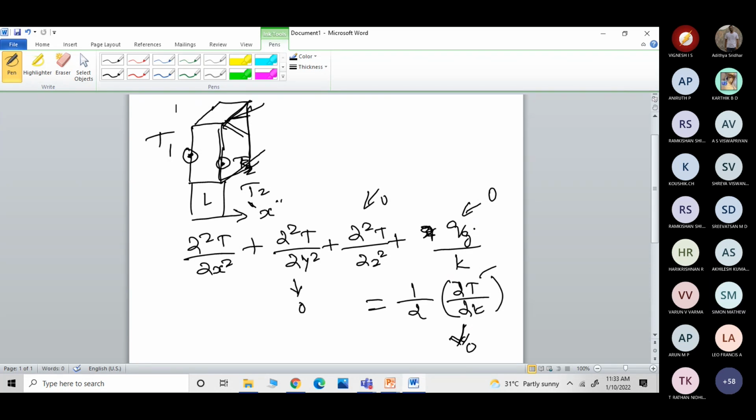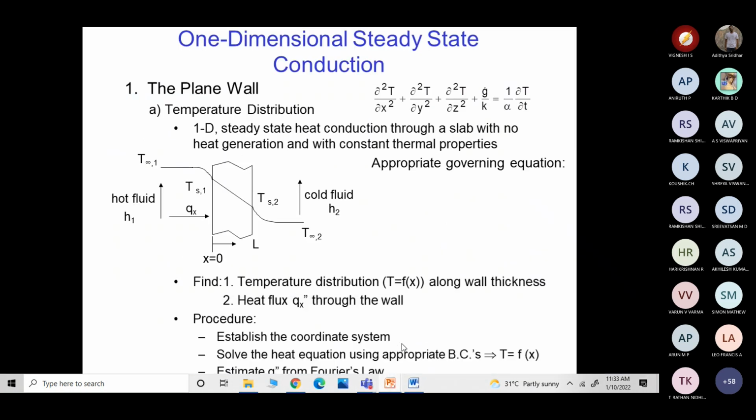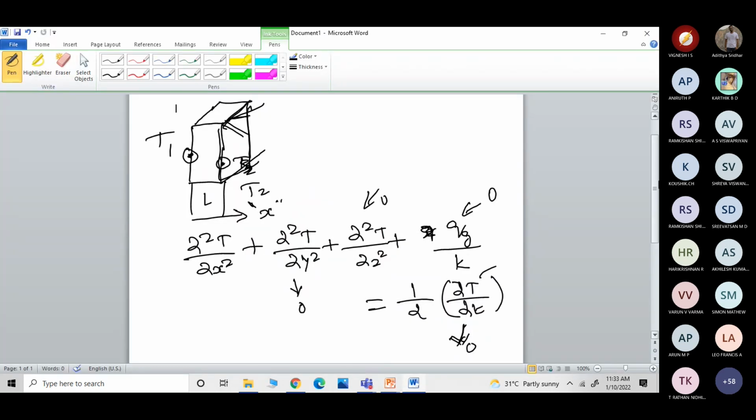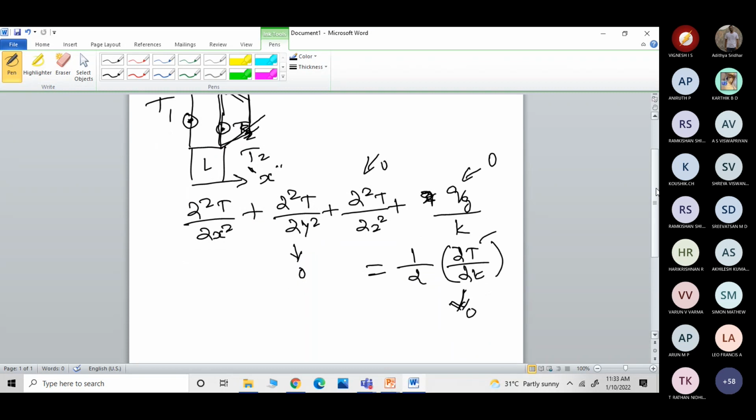Yes, sir. If there is no internal heat generation, this term becomes 0. And when we consider only the x-axis, this term becomes 0. So now, when you double integrate this expression, we know the solution: temperature is a function of C1x plus C2. When you apply the boundary condition, you will get it. Now, let me apply the boundary condition here. So when we double integrate, the solution is T equal to C1 of x plus C2.